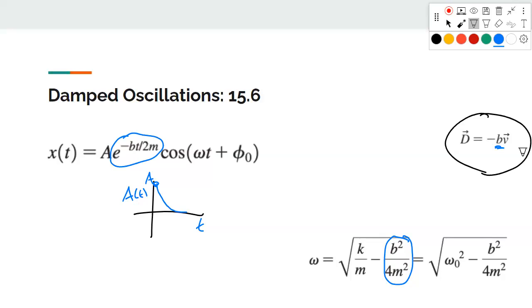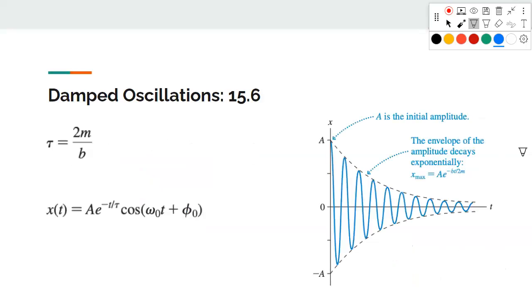As the mass slows down, not only is its amplitude getting smaller, but because the maximum speed is A times omega, and both of those are small, the net result is even smaller. And so this blue curve actually shows you what the position versus time graph looks like. And you can see that it's just a cosine function. So this cosine part is the oscillation bit.